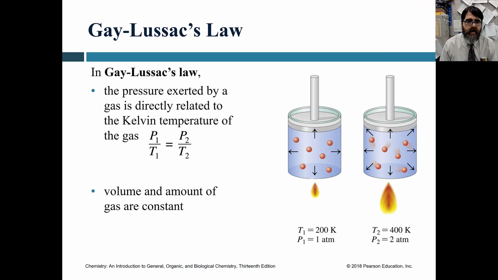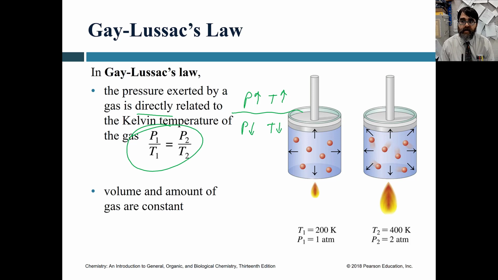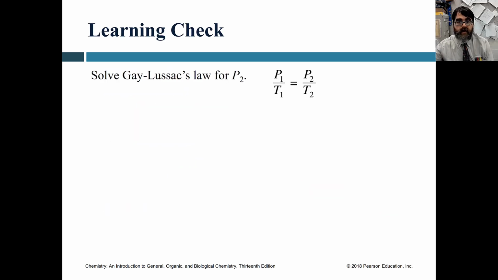And so, once again, we can see we have a direct relationship here: as pressure goes up, temperature goes up. Of course, if temperature goes up, pressure goes up, or as pressure goes down, temperature goes down. And so that is a direct relationship. And once again, we have a formula that looks like the Boyle's law formula. And once again, we have volume and amount of gas as constant. This one here, again, I'm going to go with the cross multiply and divide because I think it's the simpler way to do it. And so P2 is going to equal P1 times T2 over T1.